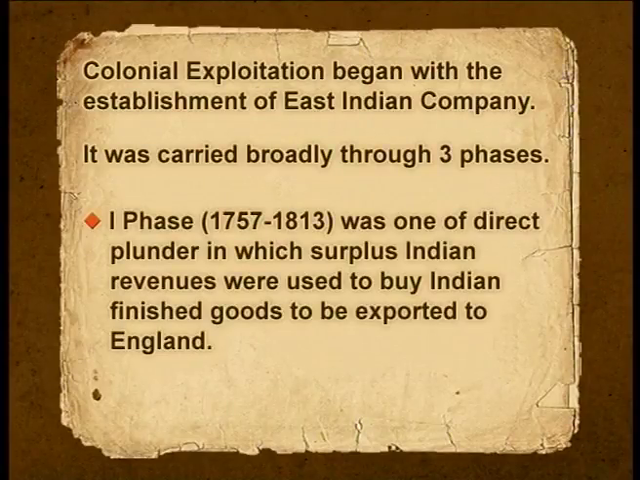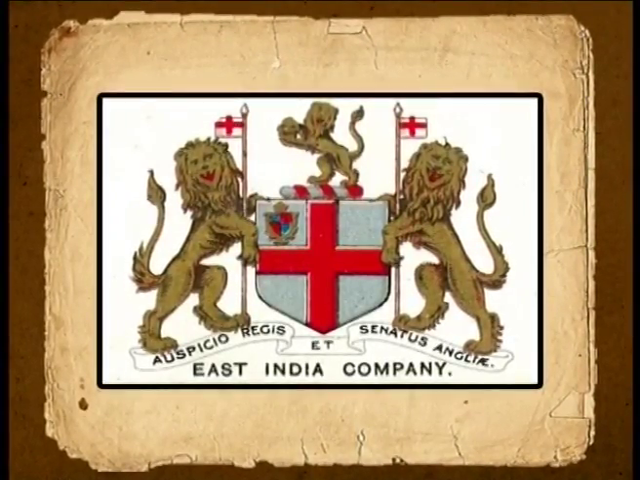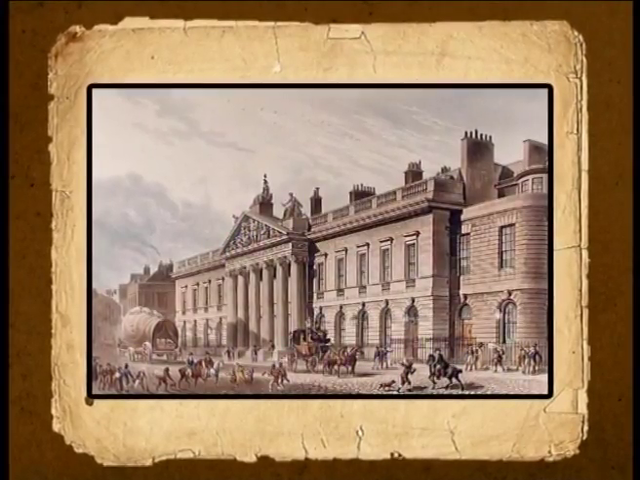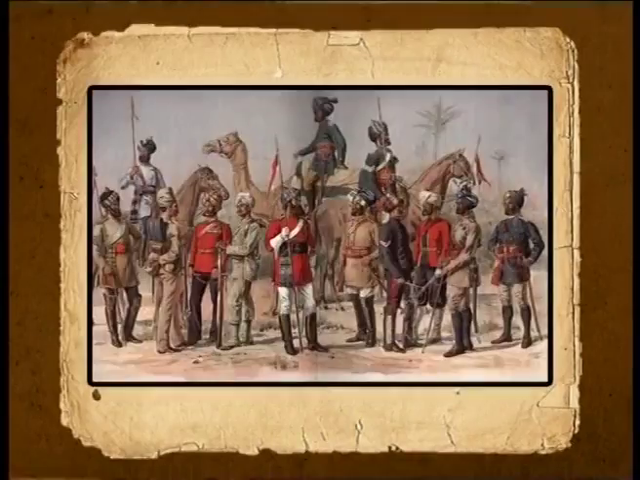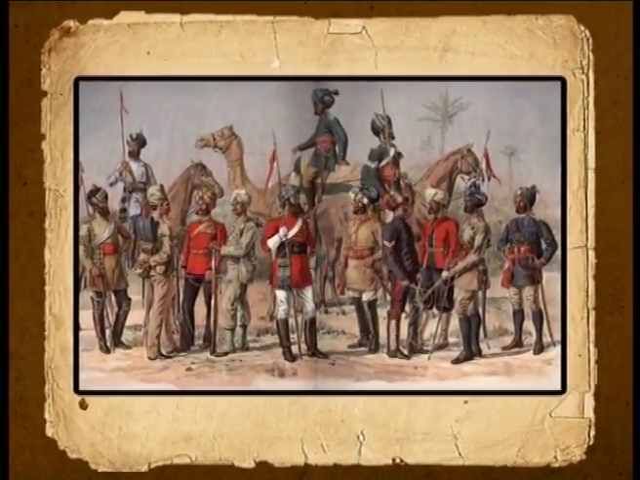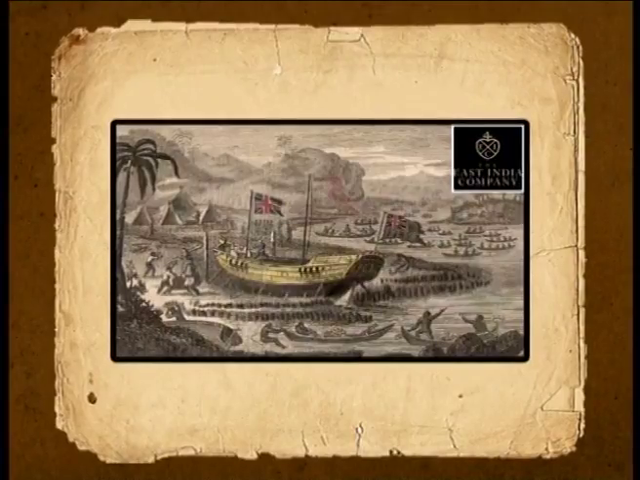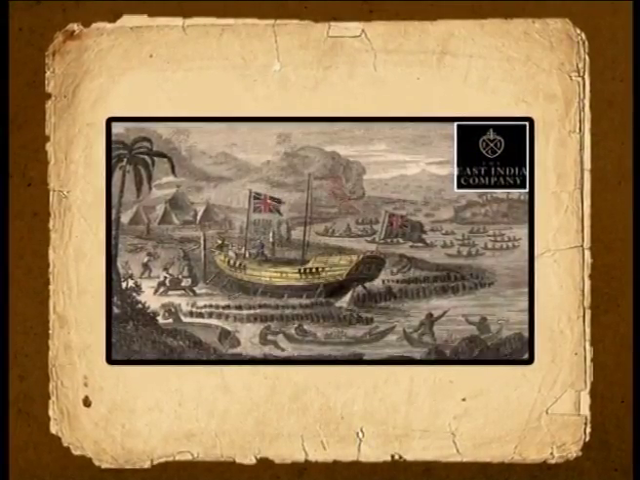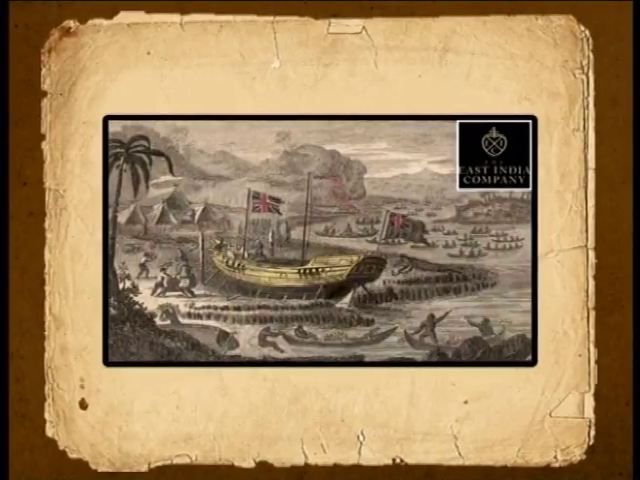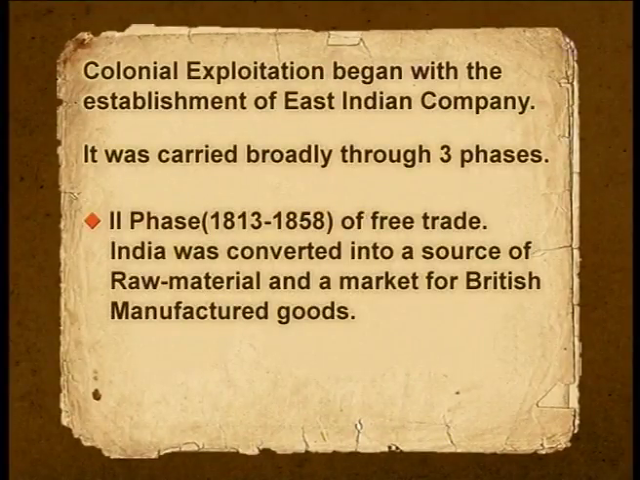The first phase covers 1757 to 1813. This was a period of direct plunder, in which surplus Indian revenues were used to buy Indian finished goods to be exported to England. Added to this, the East India Company bought certain lands in the eastern and western parts of the country, and they used this money to exploit the Indians. It was a monopoly of the East India Company, and until then the whole system was controlled by the East India Company.